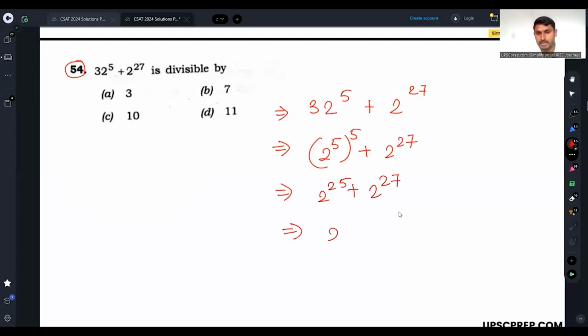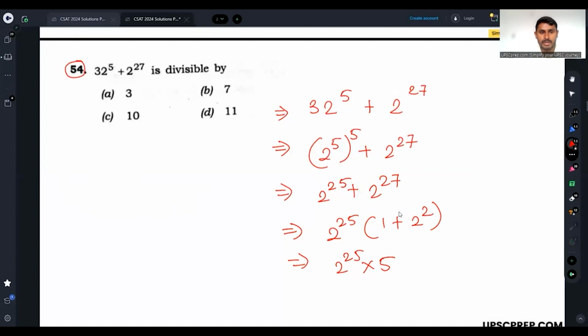So if I take 2 raised to 25 common from this one, this will become 1 plus 2 raised to 2 here, right? Then this will become 2 raised to 25 into 1 plus 2 raised to 2, which is 5, right? 2 raised to 2 is 4, 4 plus 1 is 5. So this is the actual number, 5 into 2 raised to 25, right?